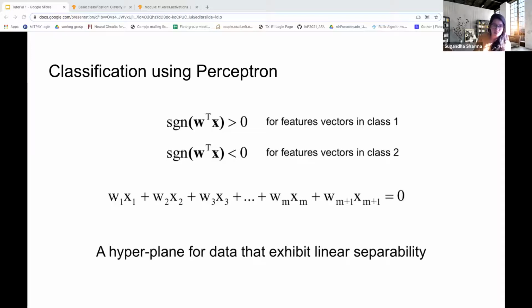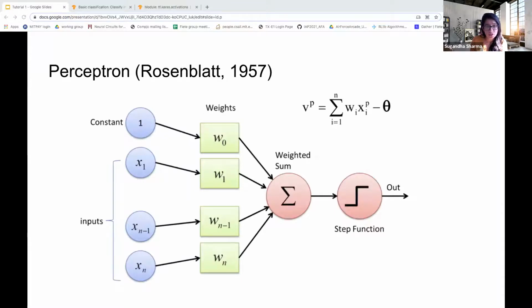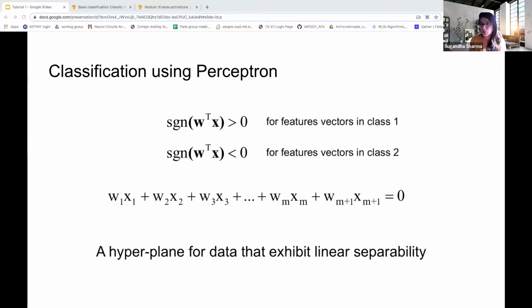And yes, this is how we can write that formally. This is our activation function, the signum function. W transpose X is the vector notation of writing this particular summation. So this summation can be written in vector form by just saying W transpose X. And when we apply this activation function to this, if the whole result is positive, then we can say that our input vector lies in class 1. And if it is negative, then this feature vector lies in class 2.